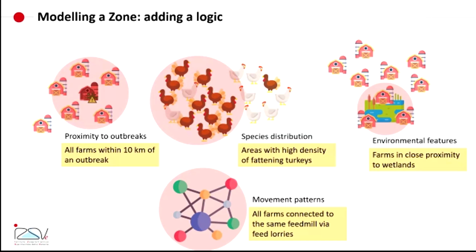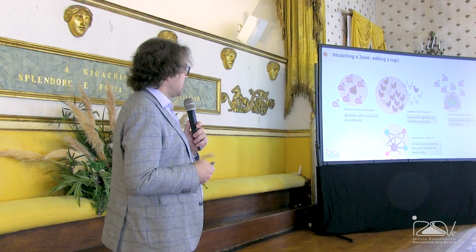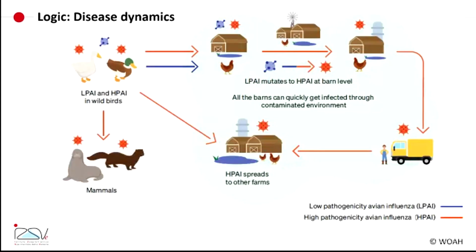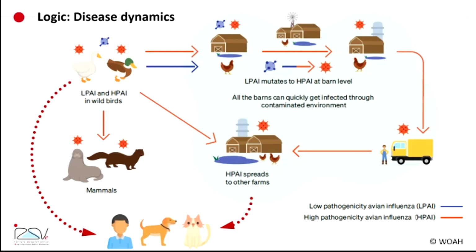But adding logic means essentially what Vittorio showed and what Fernando also showed: logics that help you to define the zones. And logic can be risk factors, for example, either one of those or a combination of those, because I'm not going through all of the risk factors for influenza, it would be quite long. Or it can be disease dynamics. We saw R0, and the critical community size, all concepts related to disease dynamics that can help you to define or add some logic to the zone. But you also have to take into account the evolution of the dynamics and the possible other hosts that can be affected or involved.